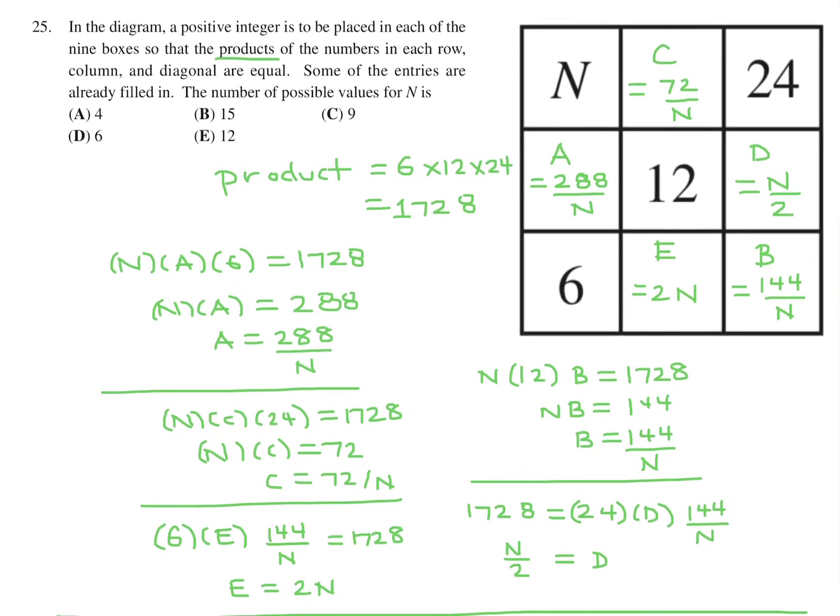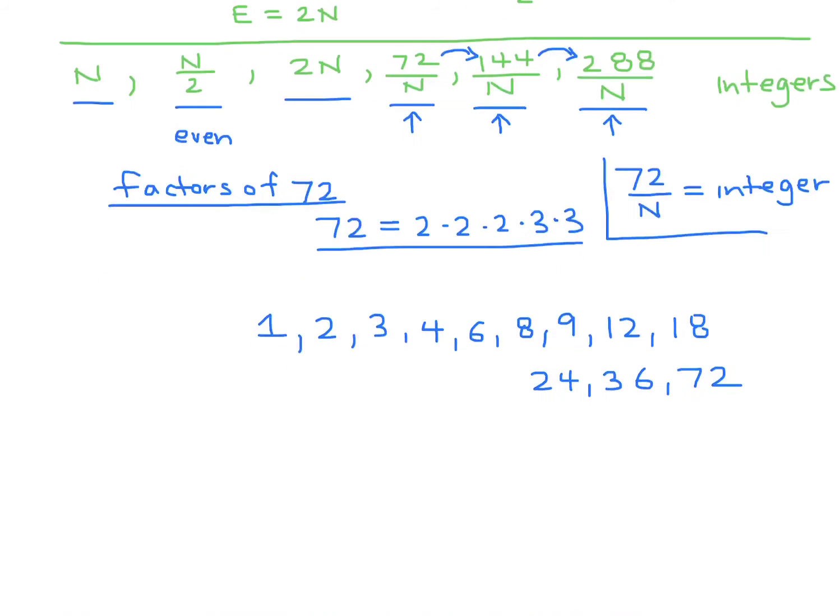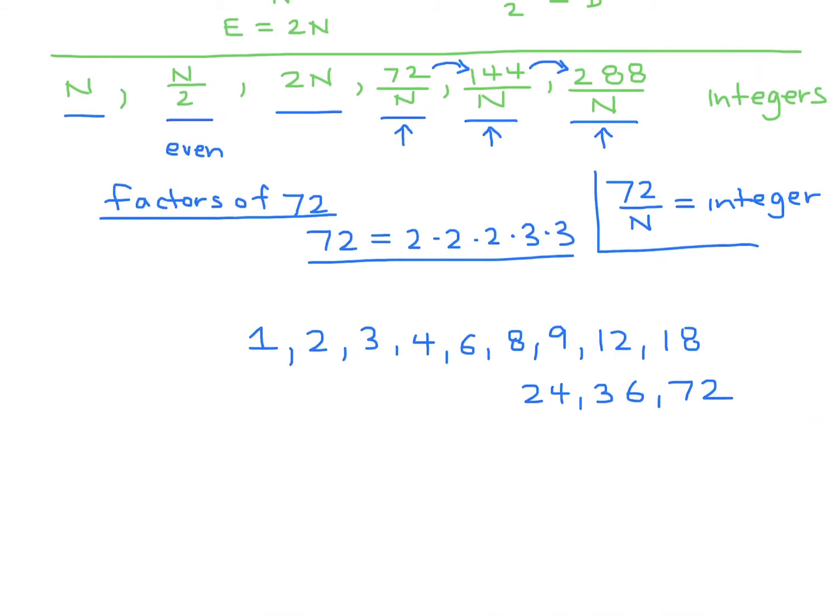But before you choose that, let's not get too hasty here. Let's go back and see if all the criteria is filled. If n is one of these guys, then this will be an integer, this will be an integer, and this will be an integer. And it's already an integer. 2n will be an integer. So everything is going well.